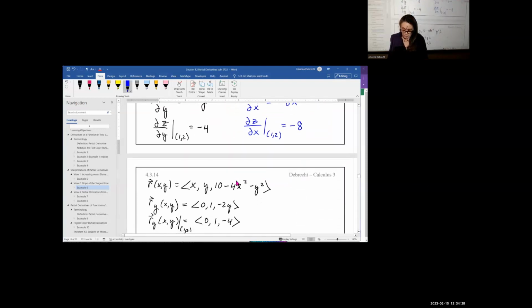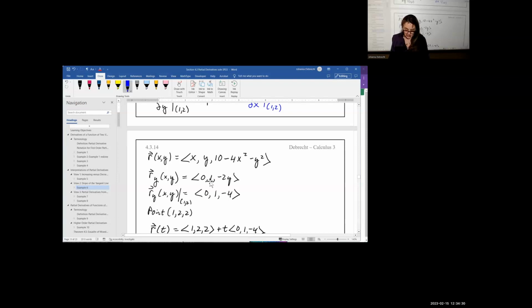Right? Now we can go through these steps again. So again, we've got r as a function of x and y, but this time we want to find the derivative with respect to x. Holding y constant, you know that's going to give you 1, 0. And then the derivative with respect to x would be our negative 8x. And when we plug in that value, we know that we get negative 8.